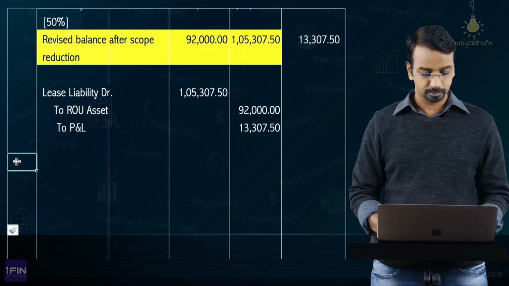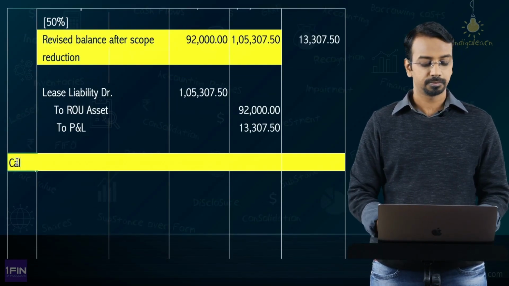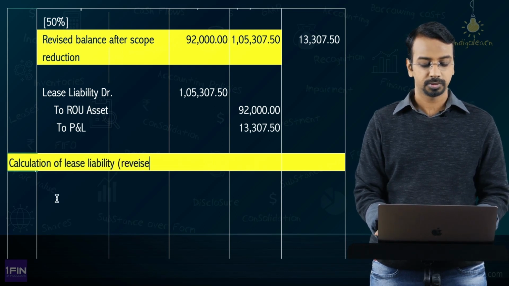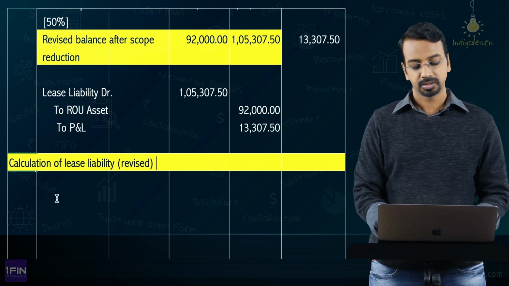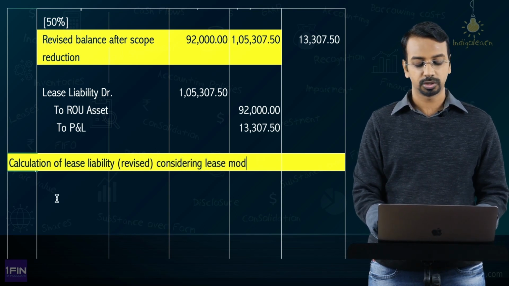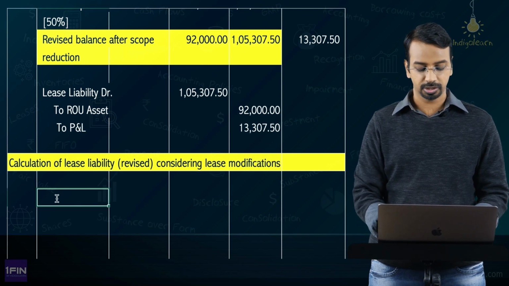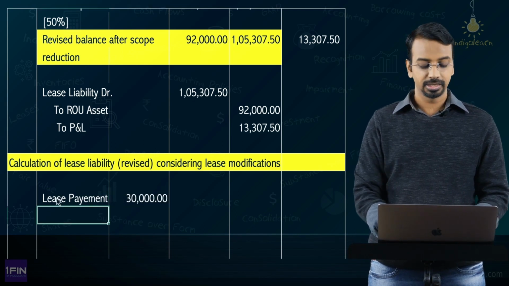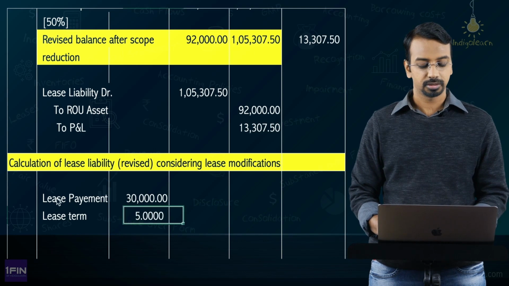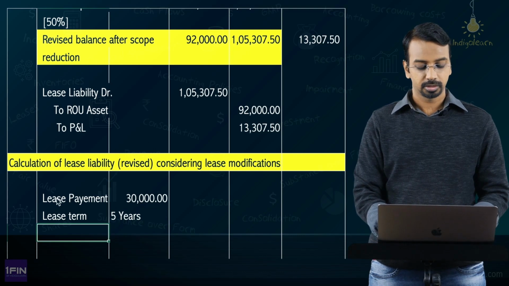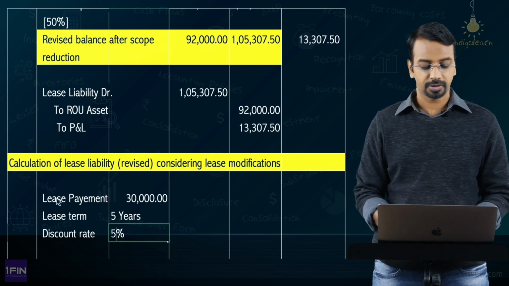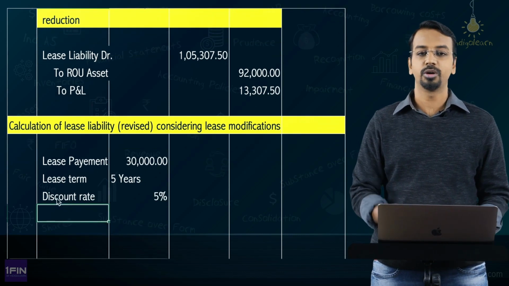So let us do that. So calculation, lease liability revised considering lease modification. Okay, so what is the lease modification? Lease payment is now to be 30,000. Then lease term balance is 5 years. Then discount rate. What is the discount rate? The revised discount rate is 5%. Okay. Now considering this, you will have to calculate the lease liability.